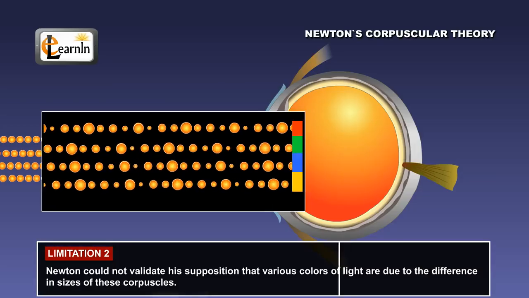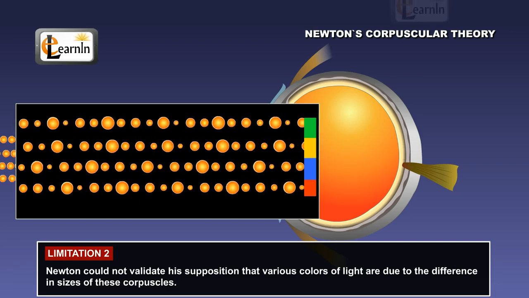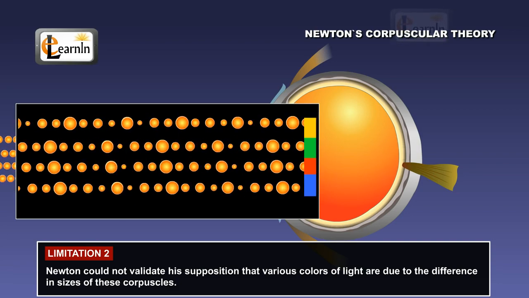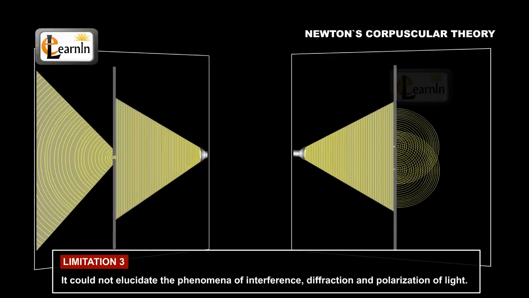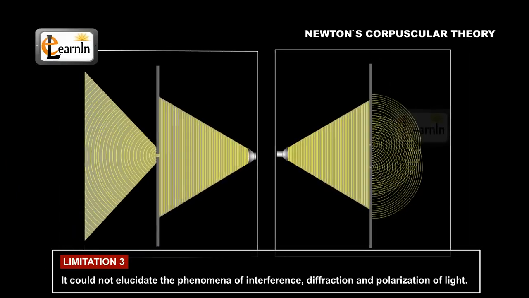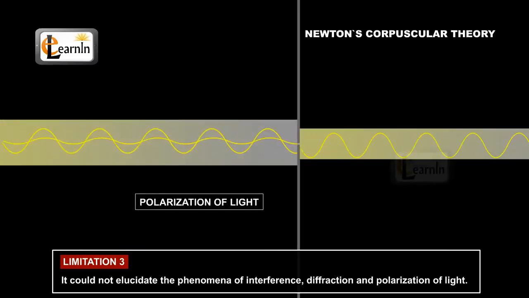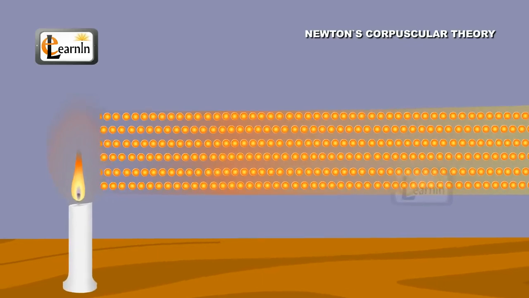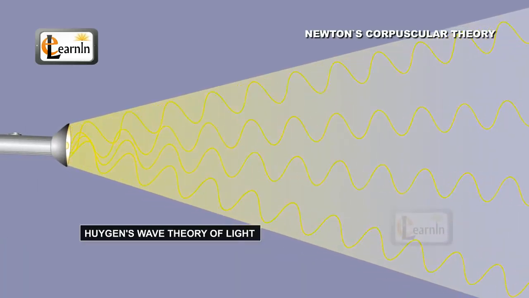He was also unable to validate his supposition that various colors of light are due to the difference in sizes of these corpuscles. For these reasons, the hypothesis was rendered baseless. The biggest limitation of Newton's corpuscular theory of light was that it could not illuminate the phenomena of interference, diffraction, and polarization of light. This is why the theory was later abandoned in favor of Huygens' wave theory of light, which proved that light travels in the form of waves.